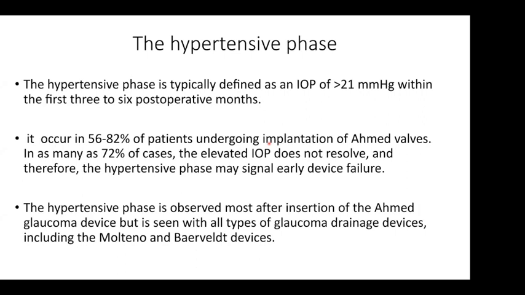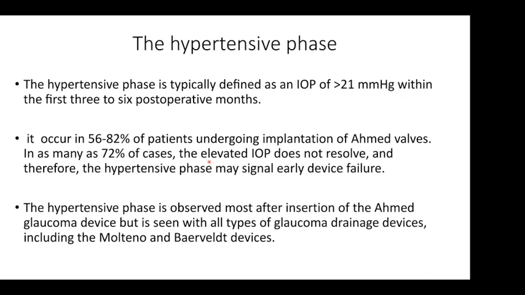By definition, a hypertensive phase is any pressure above 21 millimeters of mercury in the first 3 to 6 months. In some reports, 3 months or 6 months. In this period, if the pressure is above 21, which is the upper acceptable limit, we call this a hypertensive phase. And it develops in a lot of patients, up to 82% of patients. Sometimes it is persistent and the pressure will keep elevated, and then we will get early failure of the implant, so we need to be aware of that.